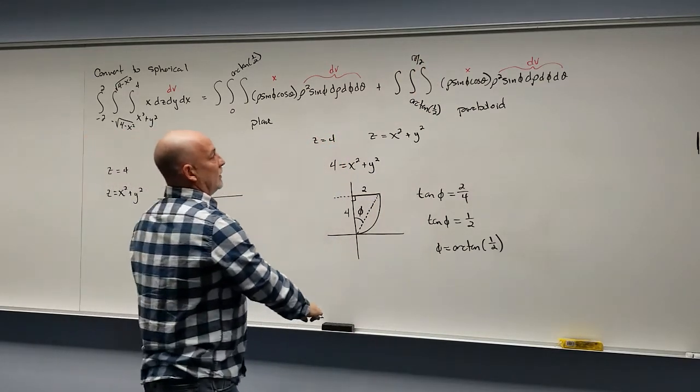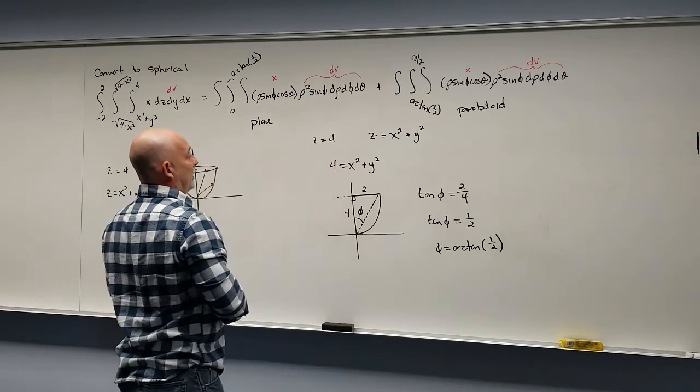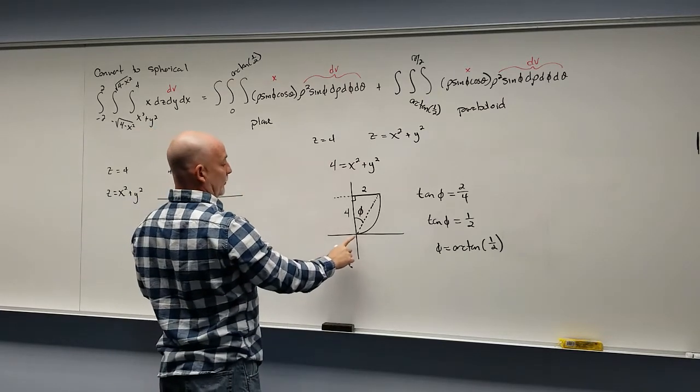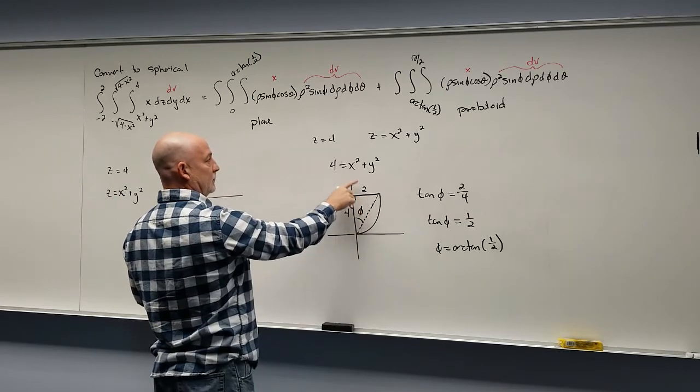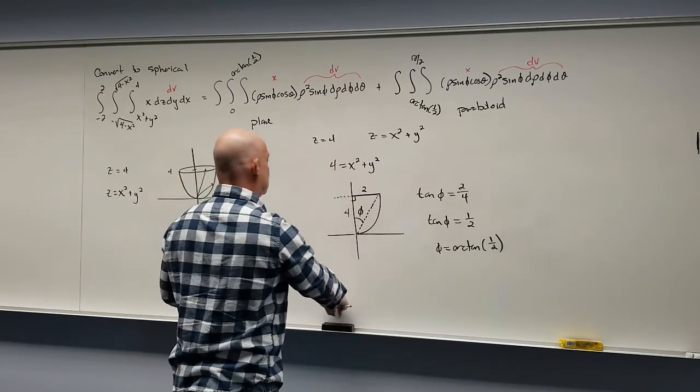Okay, so we got kind of a lot of math. So what are we going to do on the plane? What does rho run from on the plane? Well, rho runs from 0 to that plane. Well, what's the equation of that plane? Well, the equation of the plane is z equals 4.